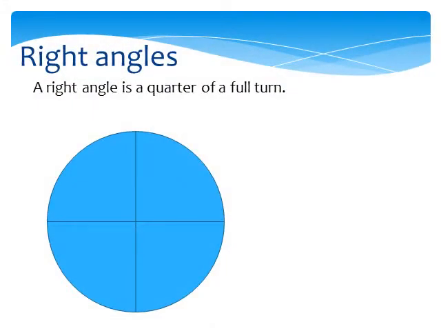The right angle is a quarter of a full turn. Imagine you are taking a full turn here around this circle. Where is the right angle? This is a right angle. These two lines make a right angle. It's like turning a quarter turn around this circle.